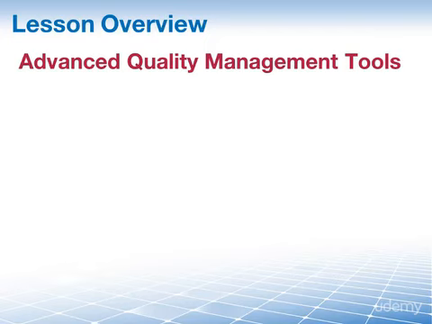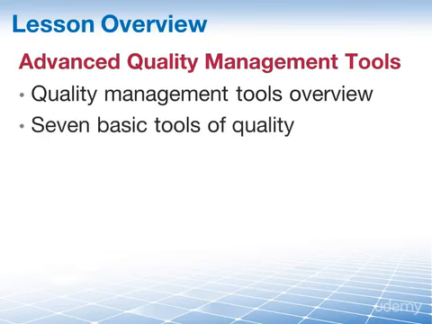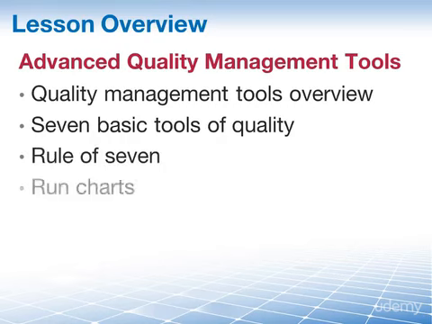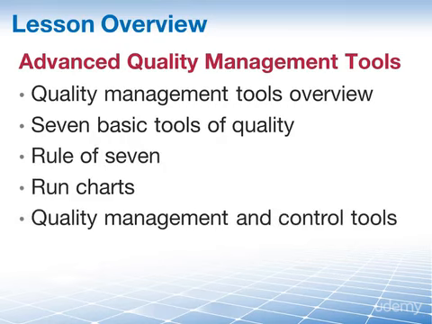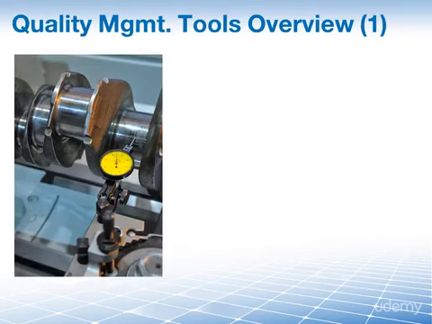In any case, in this lesson, we will provide you with a quality management tools overview, discuss and explain the 7 basic tools of quality, introduce the rule of 7, we discuss run charts, we review additional quality management and control tools, describe statistical sampling as well as the various sampling methods, and we will finish the lesson with quality audits.